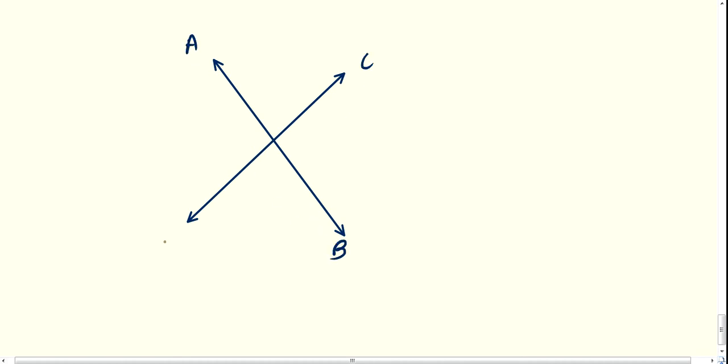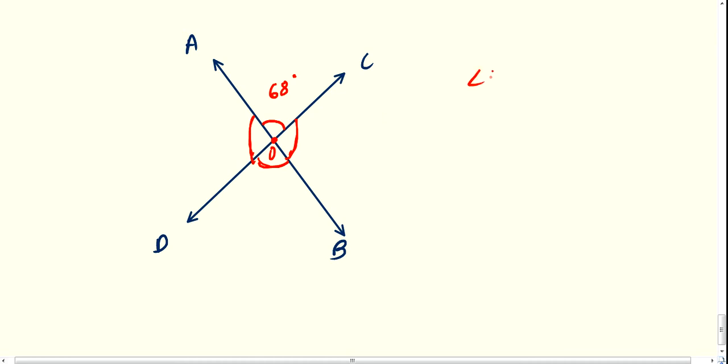Question number 12. In question number 12, we have two lines which are intersecting each other, and these are A, B, C, D. AB and CD, these two lines are intersecting each other at point O. So this angle is 68 degrees. This is your point O. This angle you have to find. This angle also we have to find, and this also.